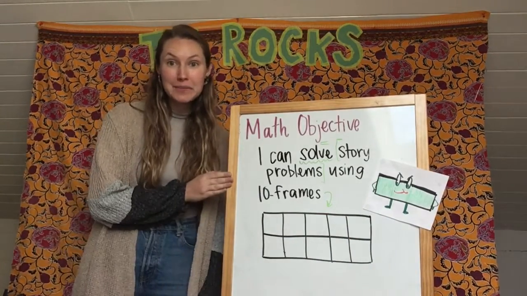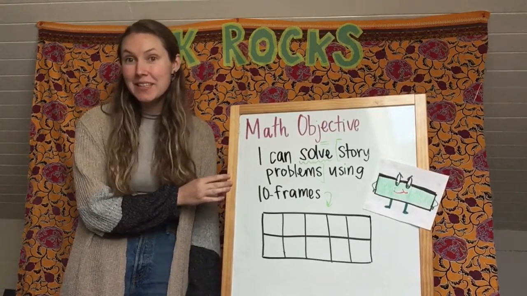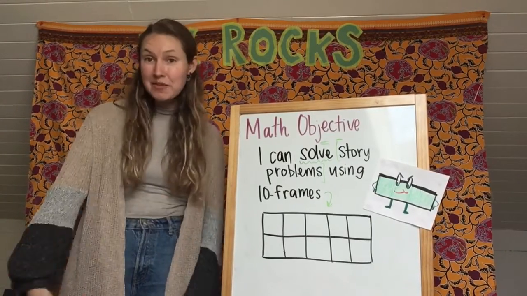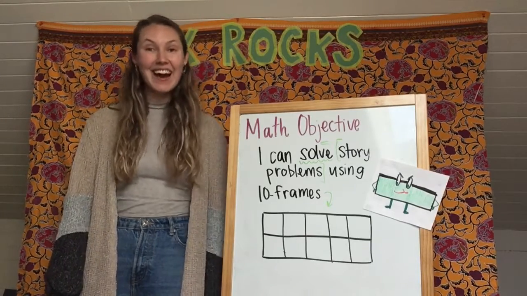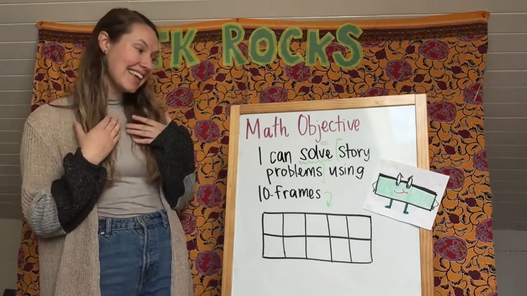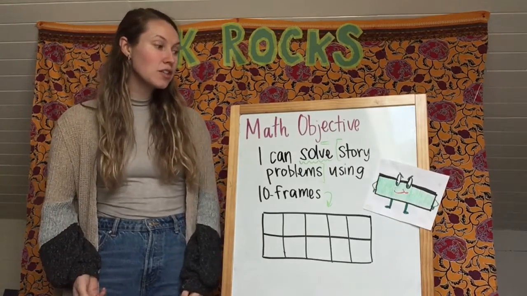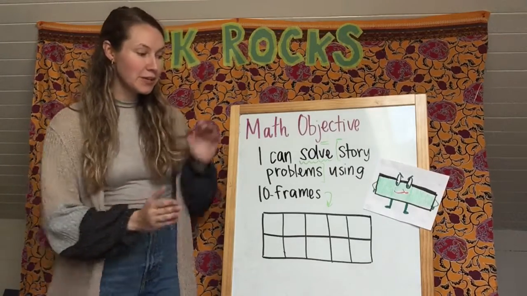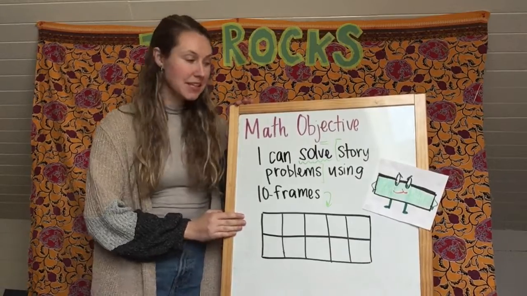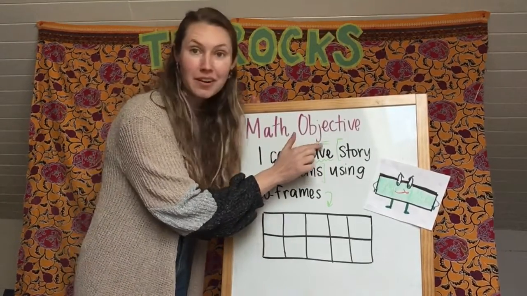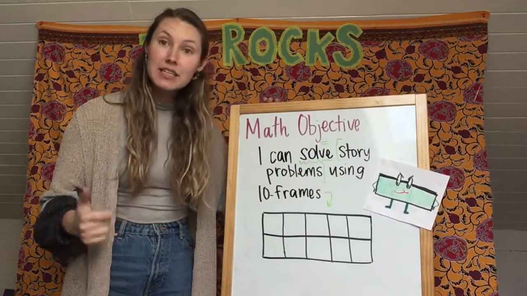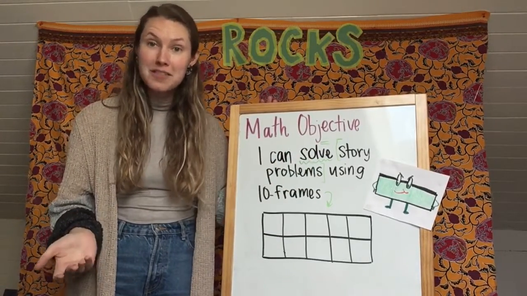So let's go over our objective. I have some words underlined here that I want to make sure we review, and we'll get started. Objective is what we are going to learn. I can solve story problems using 10 frames. So I have my word solve here underlined because I want to remind you, I wrote a little equal sign above it. To solve means that we're going to figure out the answer.